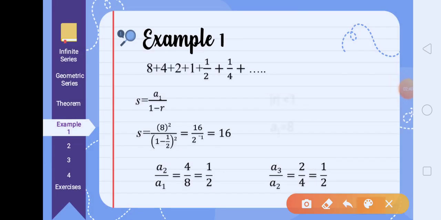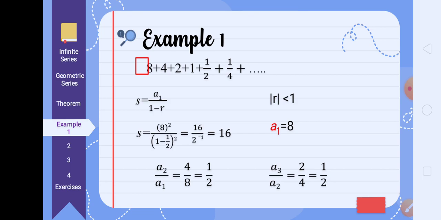So we can substitute: a_2 is 4 and a_1 is 8. So 4 over 8 is equal to 1/2. Our ratio is less than 1, so we can use this formula. And our first term is 8. So substitute: the sum is equal to 8 over 1 minus the ratio, which is 1/2.